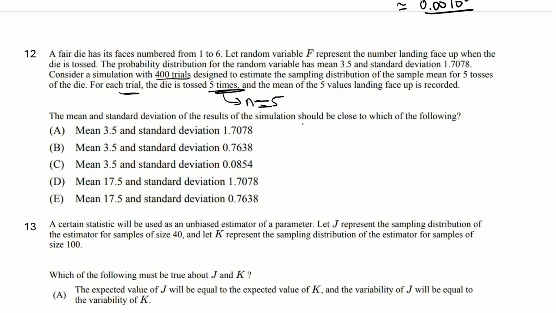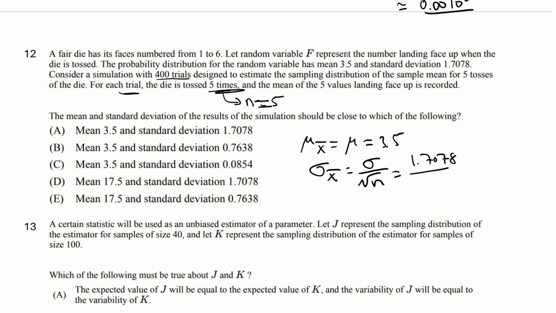So we want to be careful with that. We know that the mean is going to be the mean of the original, which is 3.5. The standard deviation is going to be your standard deviation divided by square root of n. So we get 1.7078 divided by the square root of 5, which is 0.76-ish, right? So the answer is B.